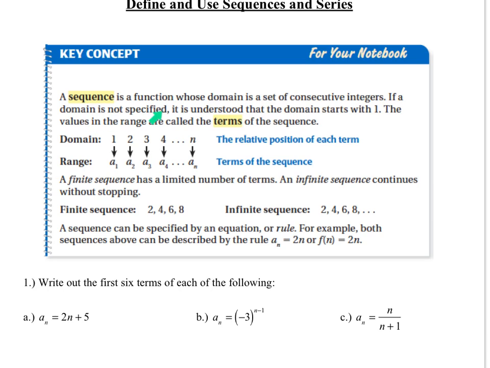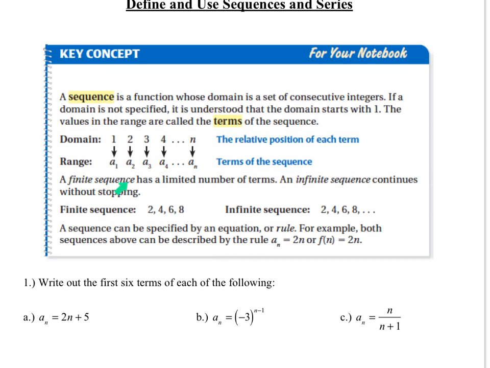For example, 1, 2, 3, 4 would be consecutive integers. If a domain is not specified, it is understood that the domain starts with 1. The values in the range are what we call the terms of the sequence. And here you have an example. So your domain are your inputs, so 1, 2, 3, 4. And in general, we just call this the nth term. So your range would be a sub n, so that's a subscript, a sub 2, a sub 3, a sub 4, and then a sub n represents the nth term in the final sequence.